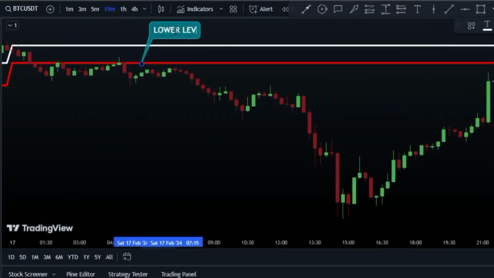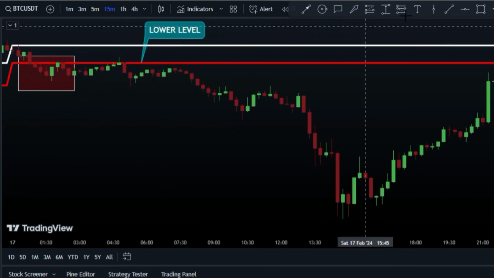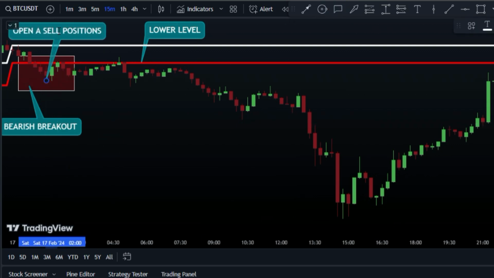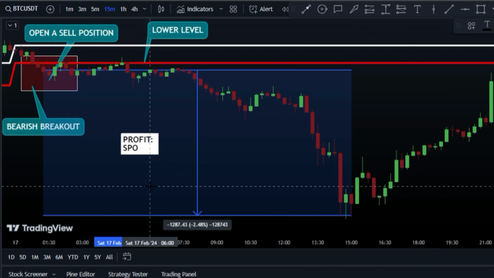Conversely, if the price breaks the lower level and moves downward, we consider this a bearish breakout. The scenario generates a sell signal indicating an opportunity to open a short position. In one of our examples, this approach yielded a 24% profit.